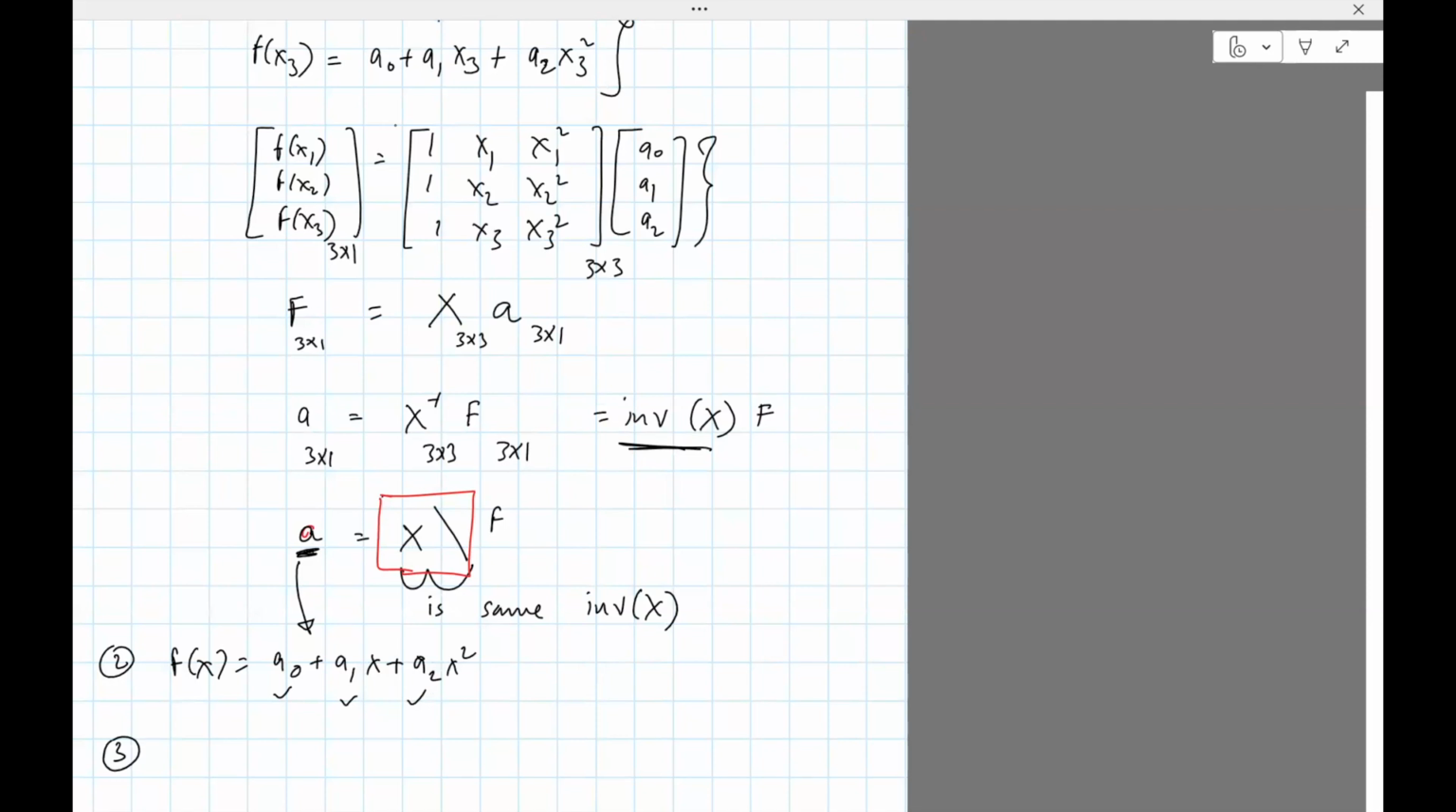The third and final step is to compute f prime, which is the derivative. The derivative of a0 is 0 because it's a constant. Then we have a1 plus 2a2x. Then you can substitute in whatever value you want for x, and you have f prime of x. Okay, so let's do an actual problem and see what we get.